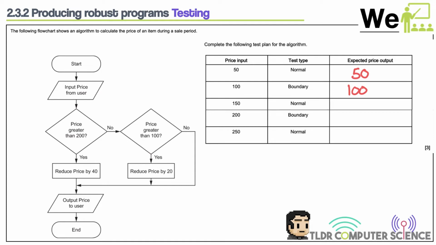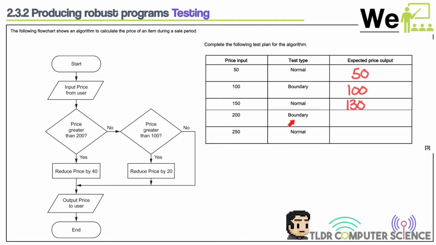Please feel free to pause and have a go at doing it yourself right now. I'm going to continue to go through this. So 150, greater than 200? No. Greater than 100? Yes. Reduce the price by 20, so it's 150 minus 20, so 130, and output the price.